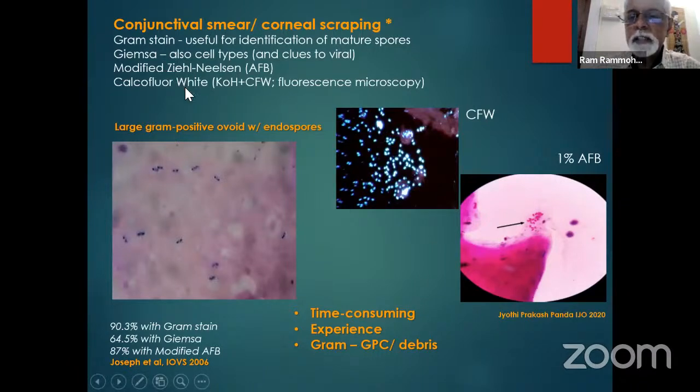If you're in a tertiary center or have a facility for fluorescence microscopy, the KOH plus calcofluor white works extremely well. And we have seen a couple of those pictures in the Shankar Netralaya presentations. So this picture over here is the calcofluor white, and you can see a dark background with nice fluorescent light blue, whitish to light blue calcofluor white. And this is primarily because of the presence of chitin in the cell walls and the spores of the microsporidia.